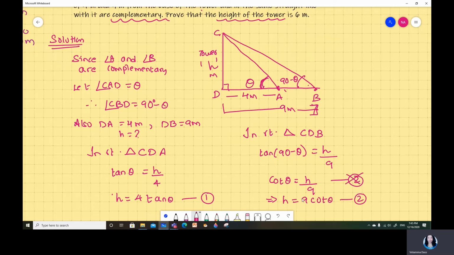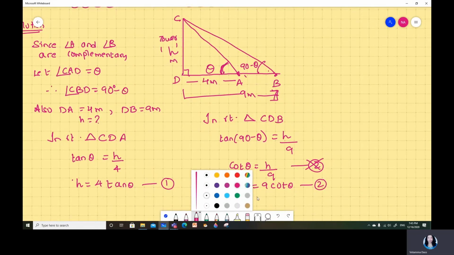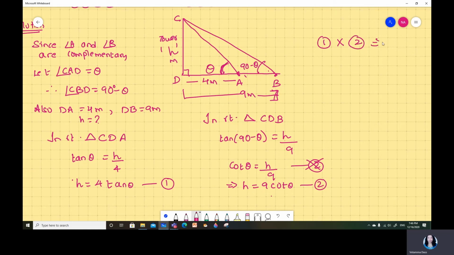Now when we see both these relations, tan and cot are complementary to each other, and we are interested to find H. So in this case, we will multiply equations 1 and 2 rather than substituting, because we are interested in H. If we substitute here, we will get the value of tan theta, and we are not interested in angle theta, but in H, students. So we will just multiply equations 1 and 2 as required by the sum.